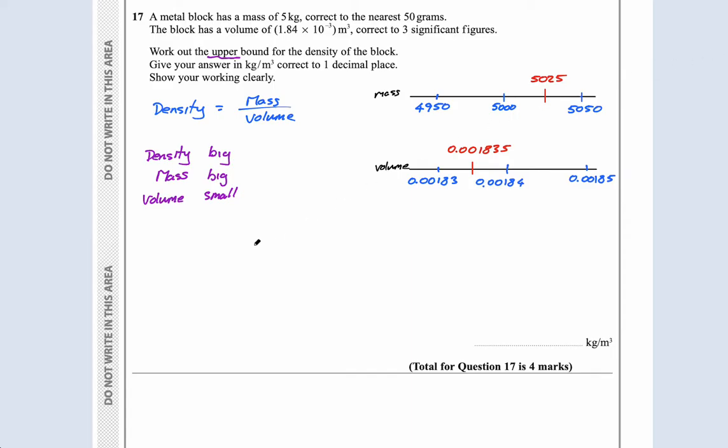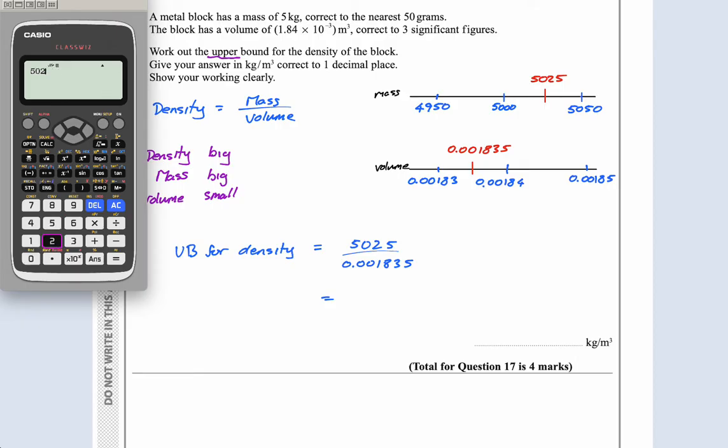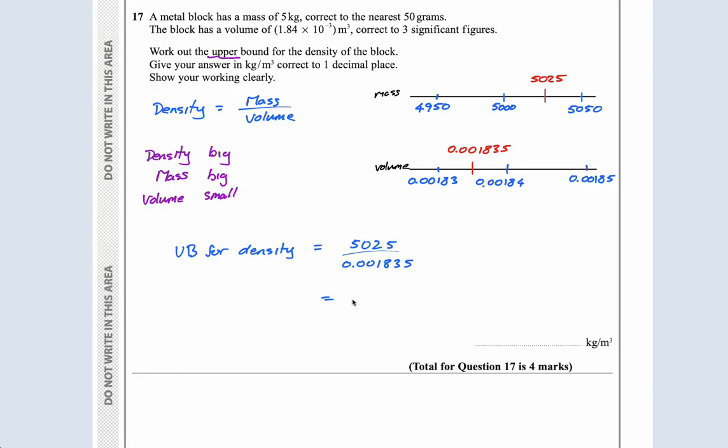So the upper bound for density equals 5025 over 0.001835, and this gives us 5025 divided by 0.001835, which is 2738419.6. Okay, be careful, guys.